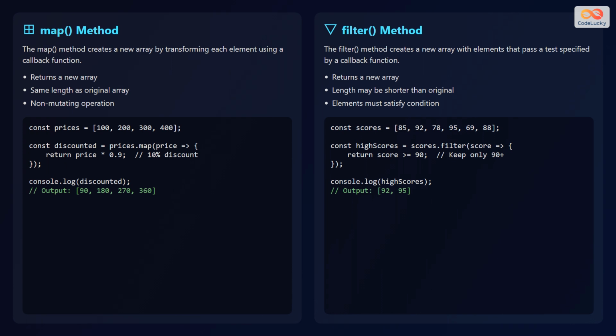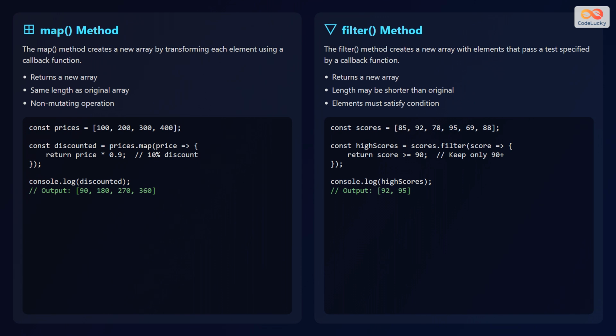Next, let's look at the map and filter methods. The map method creates a new array by transforming each element of the original array using a callback function. The new array will have the same length as the original. It's a non-mutating method, so the original array remains unchanged.